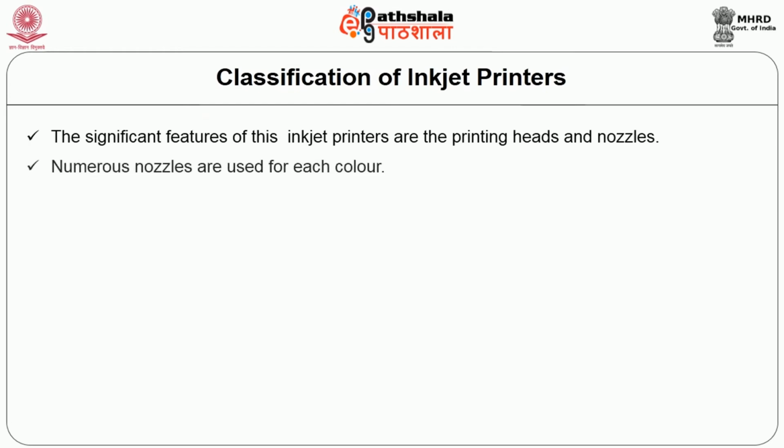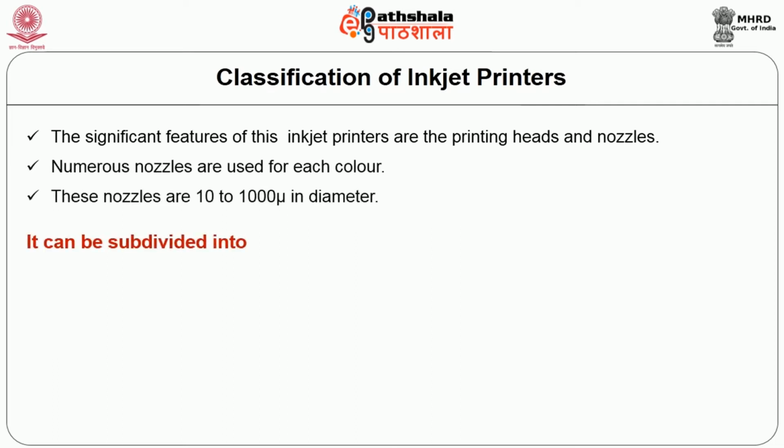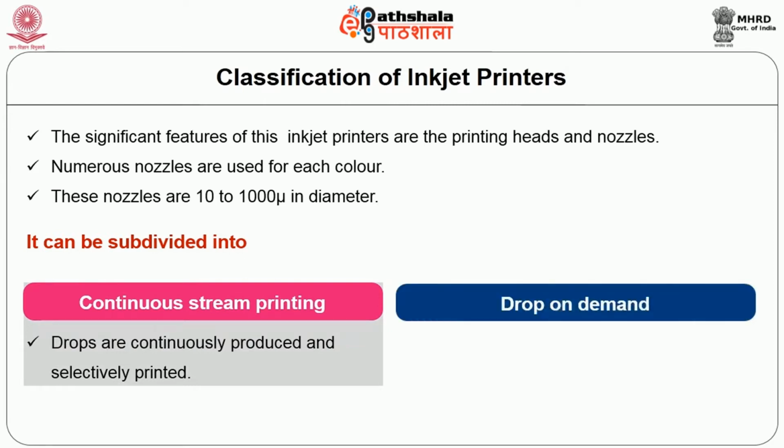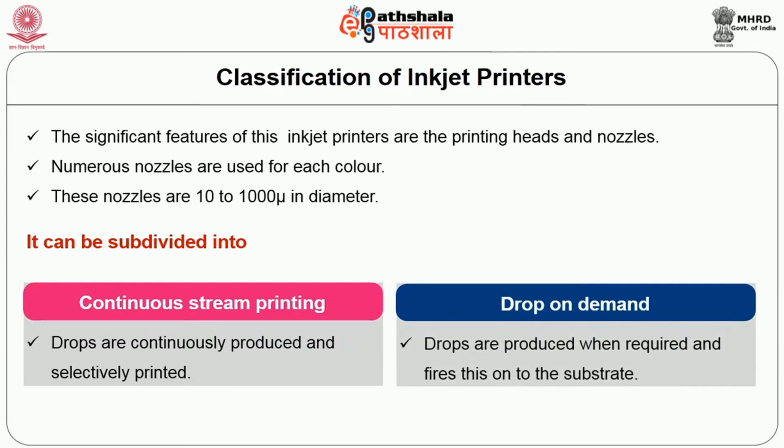Numerous nozzles are useful for each color. These nozzles are 10 to 1000 µm in diameter. It can be subdivided into continuous stream printing, that is, drops are continuously produced and selectively printed. The second one is drop on demand. Here drops are produced when required and fired onto the substrate.